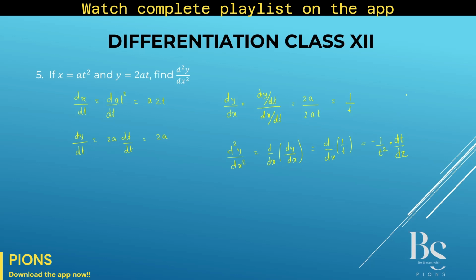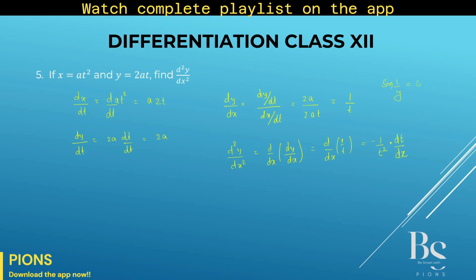Clear? Implicit functions, let me remind you. If you differentiate sine y, the derivative of sine y is cos y into dy by dx. Why do we write this dy by dx? Because this is not x, this is a function of x, so dy by dx. Same question, if instead of sine y, it was sine 1 by y, then what will you do?